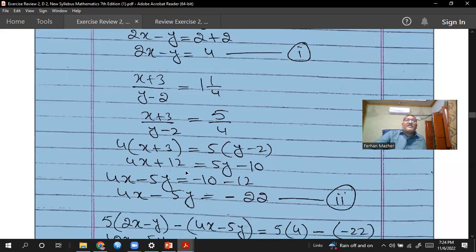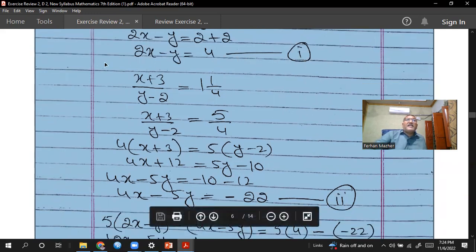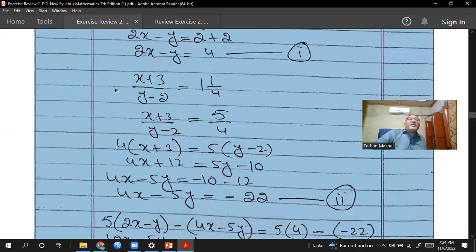So if you look at the first equation and the second equation, very easily, if I multiply my first equation by 5, the coefficient of y will become the same.